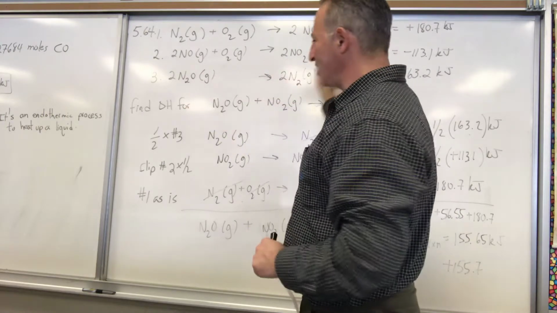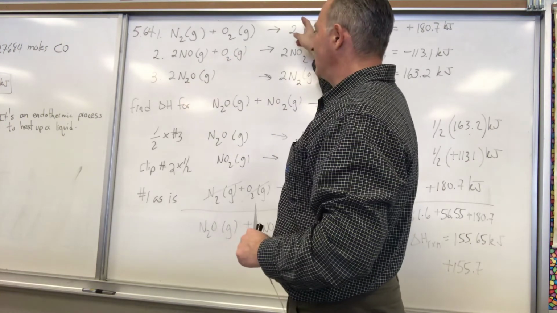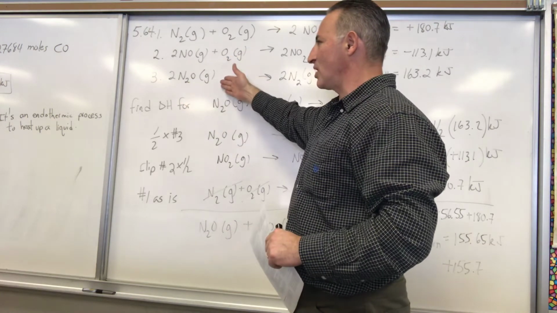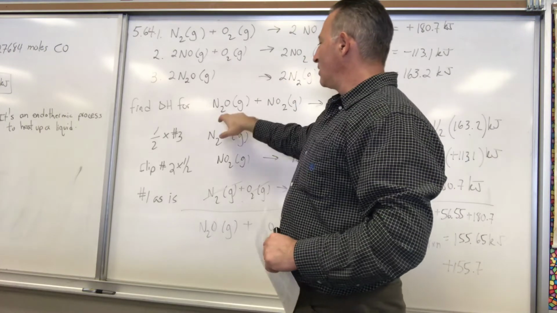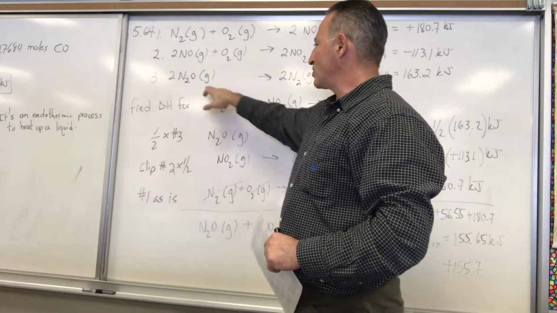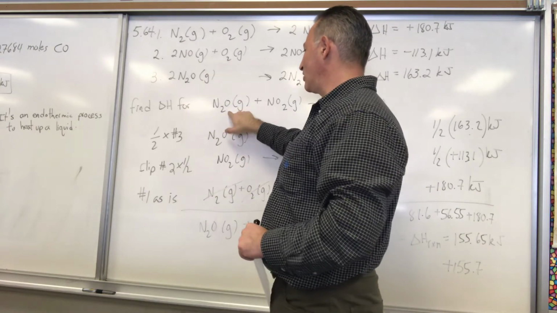Don't even worry about the other stuff. All you care about is it's got that chemical and none of the other reactions have it. So we have to focus on the third reaction to give us the energetics for N2O. You have only one N2O in our target reaction, but there's two N2Os in this reaction. So we're going to take half of number 3 to give us the one N2O that we need.